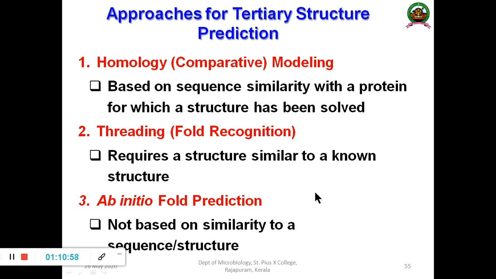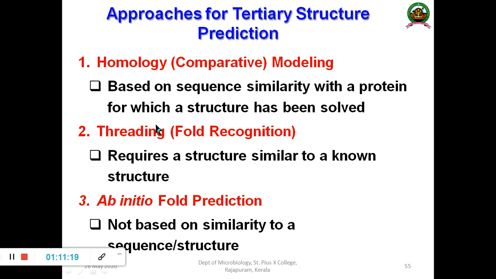And what do you mean by fold recognition or threading? It requires a similar structure, a small region. It requires a particular fold, a particular topology. So if you are able to identify a particular fold by comparing it with a fold library, you will be able to predict an unknown fold by looking at the similarity of the sequence.